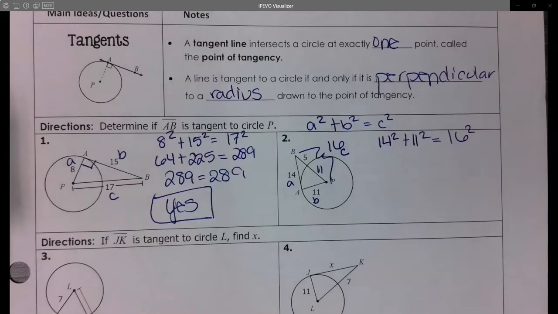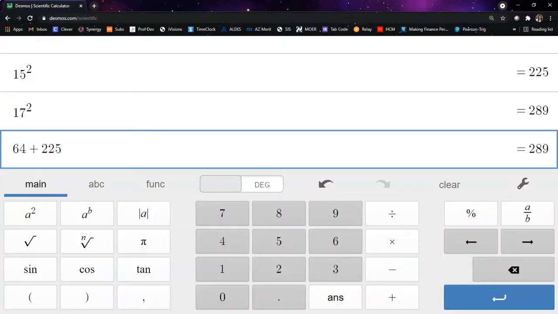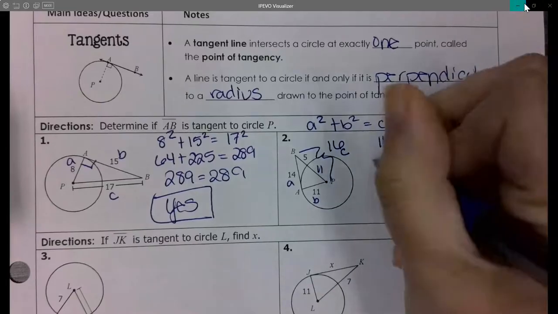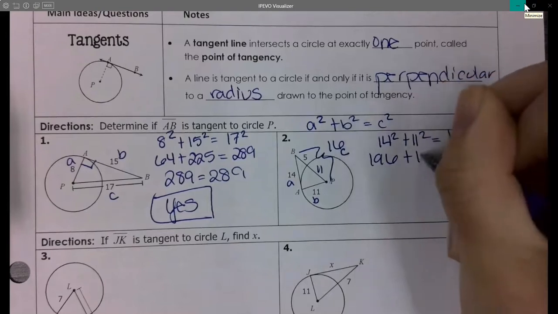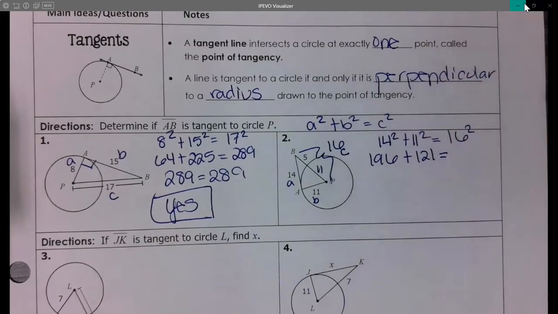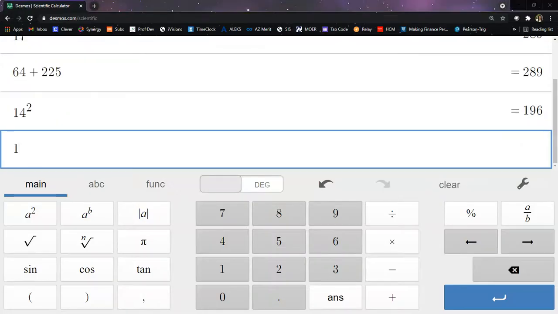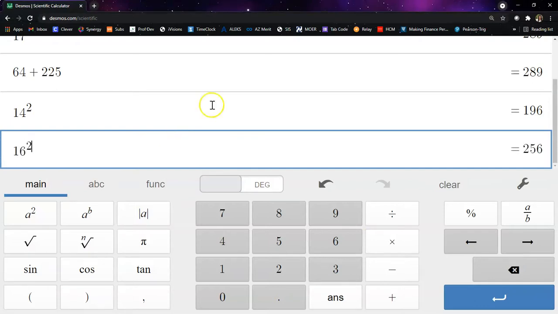So first thing I want to do is figure out what 14 squared is, which is 196. Then I need to figure out what 11 squared is. I remember this one is 121. And then I need to figure out 16 squared, which is 256.